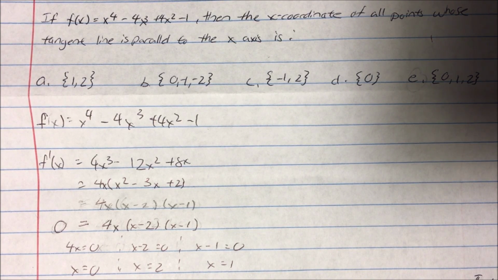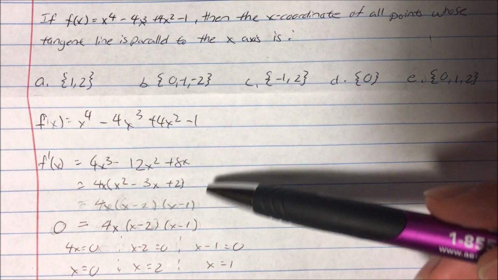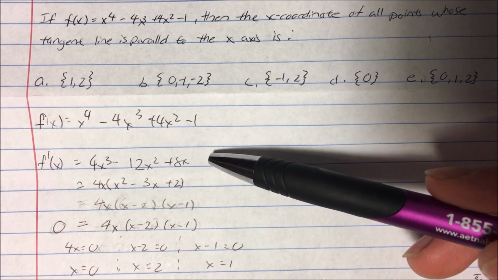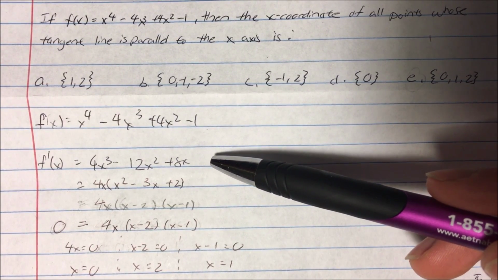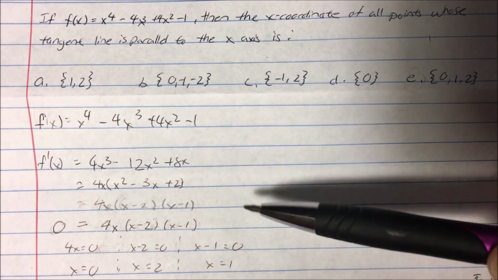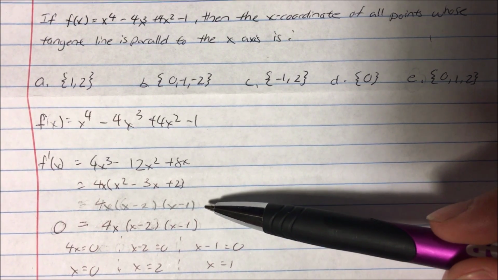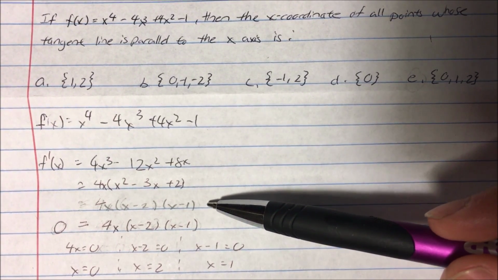To find where f of x's tangent line is parallel to the x-axis, you would first have to find where the slope of the tangent line is equal to 0, making it parallel to the x-axis. To do this, you would first take the derivative of f of x, which should give you 4x cubed minus 12x squared plus 8x. After simplification, you should be able to write the derivative of f of x as 4x times (x minus 2) times (x minus 1).